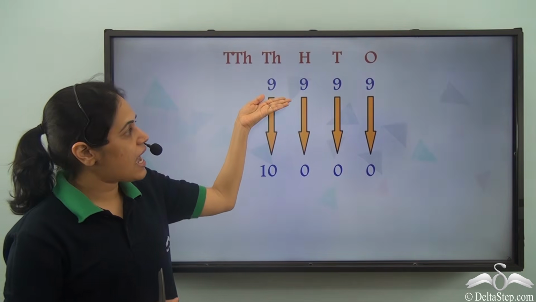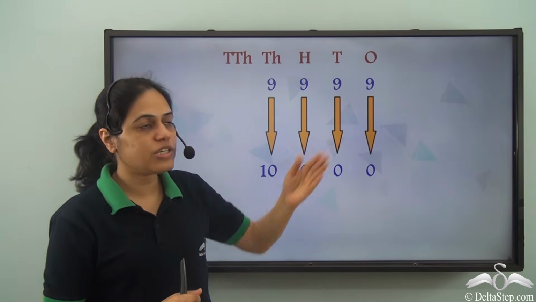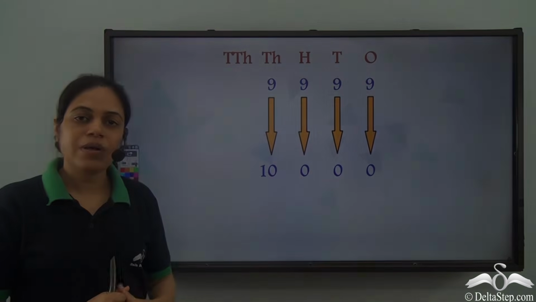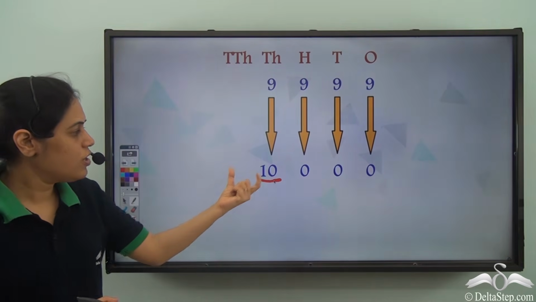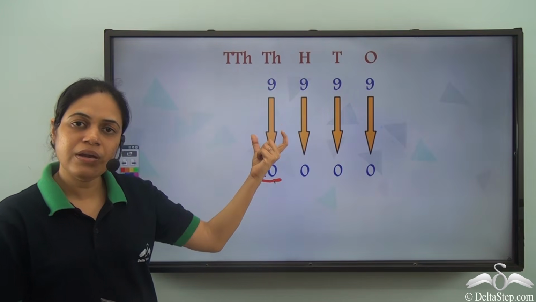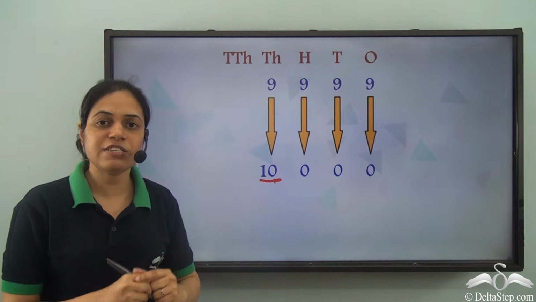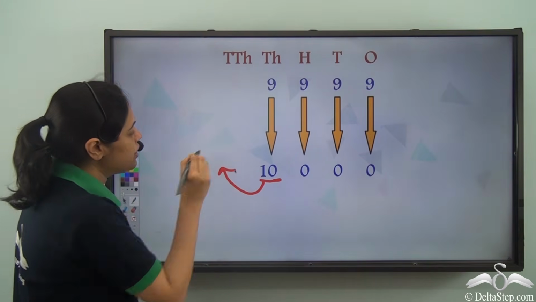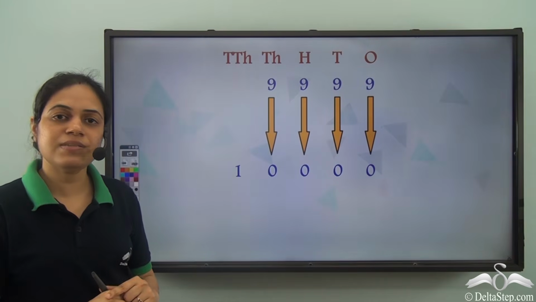So I know this is 9,999. The next number after this is this. But 10 has two digits, 1 and 0. This is 10,000. But two digits cannot be accommodated in one place. We cannot write two digits in one place. So this one shifts here and comes to the 10,000s place.